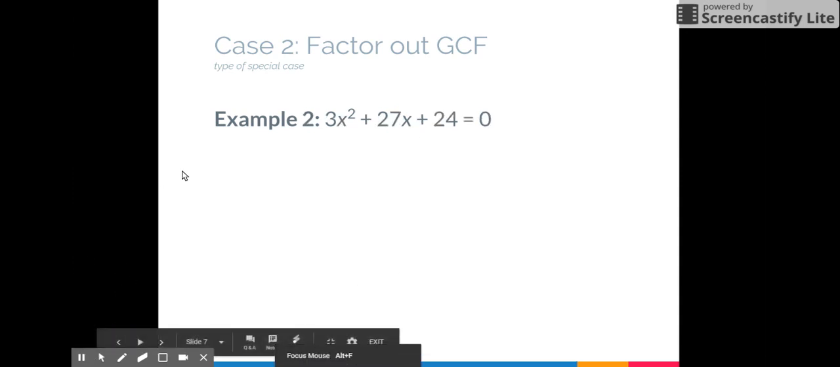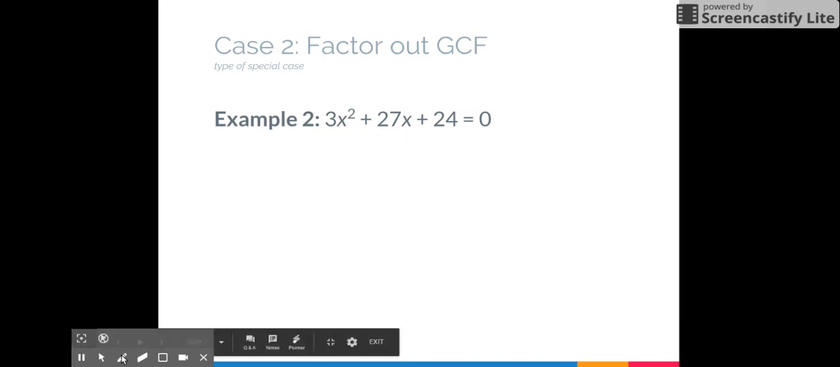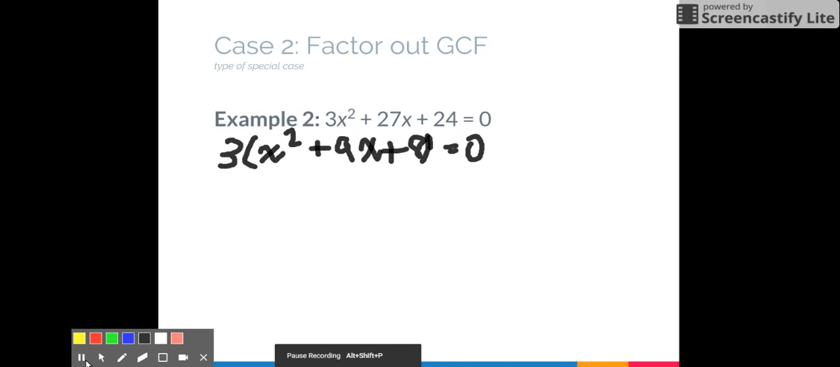Here's another example where you have a quadratic in standard form, and you really do have a quadratic, linear, and constant term. And so in this case, I notice that every term has a 3. So I'm going to factor out the 3 first so I can deal with smaller numbers to work with. So factoring out a 3 leaves me with 3 times quantity x squared plus 9x plus 8 equal to 0. And I'm going to do a quick mental distribution to make sure I did that correctly.